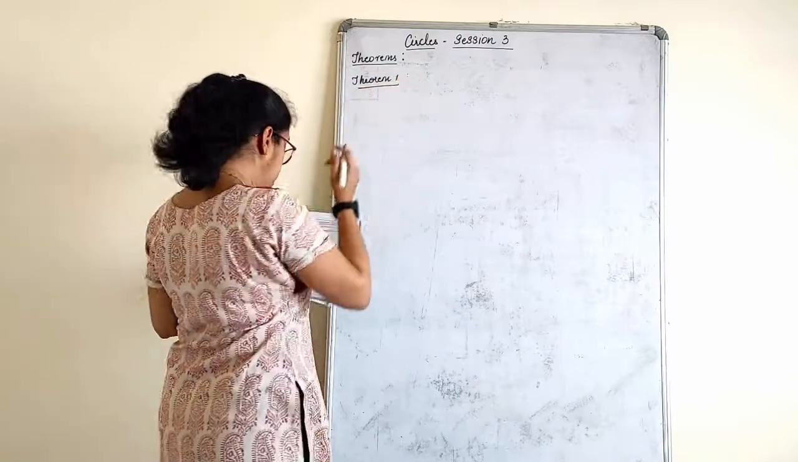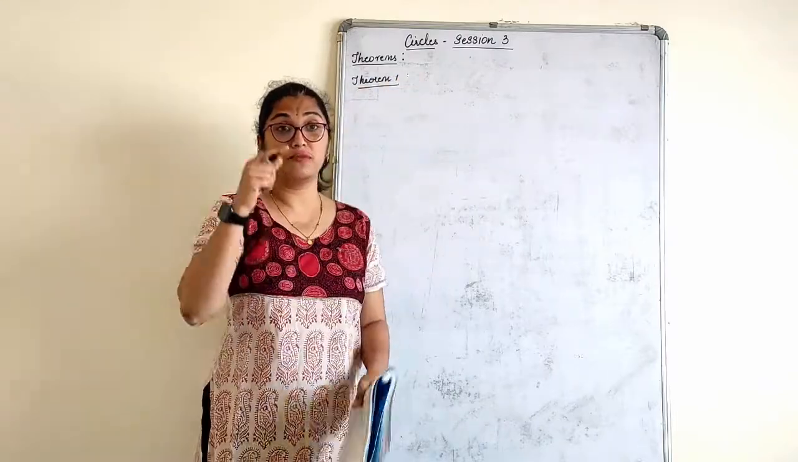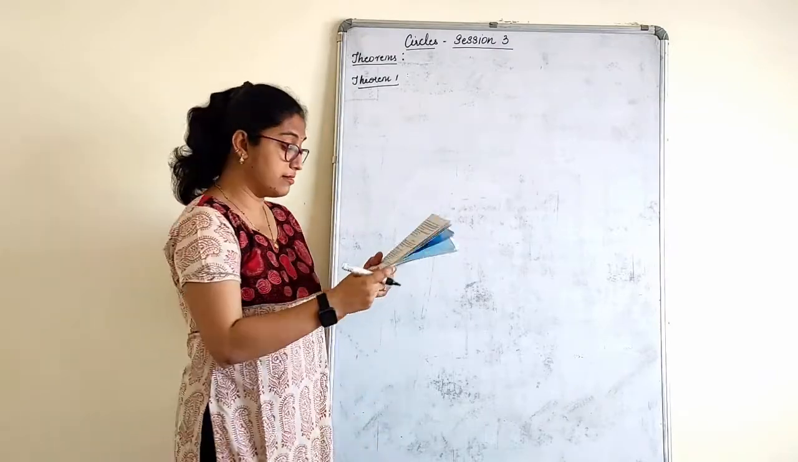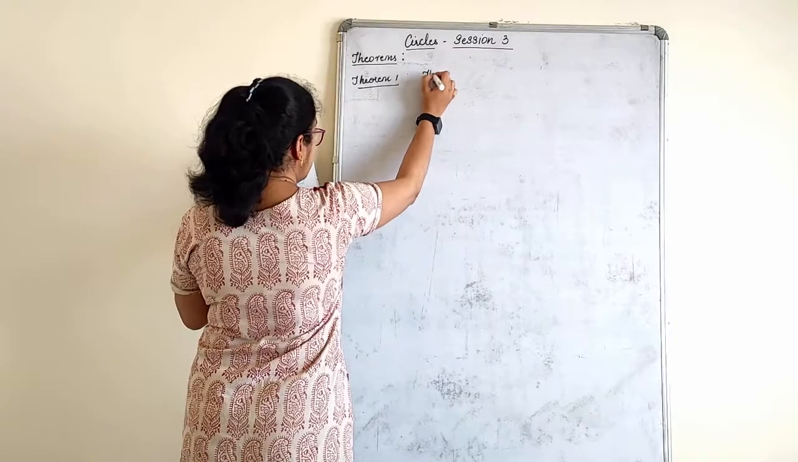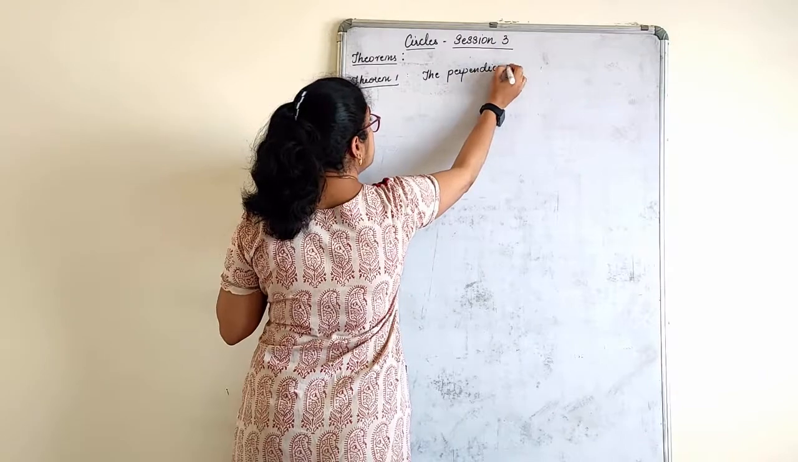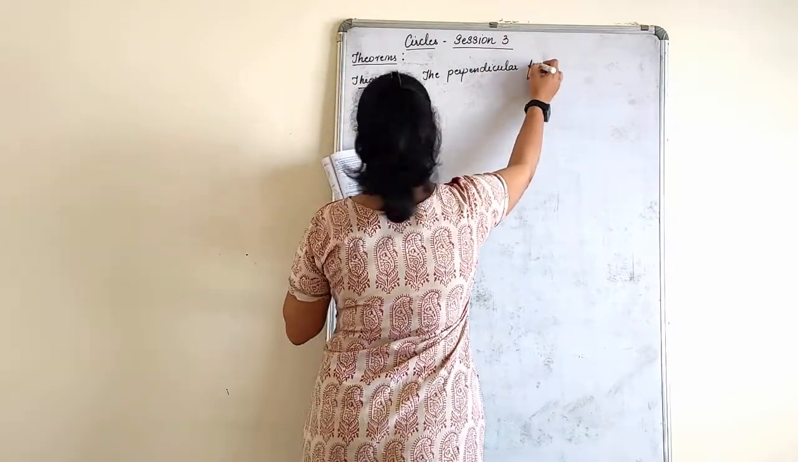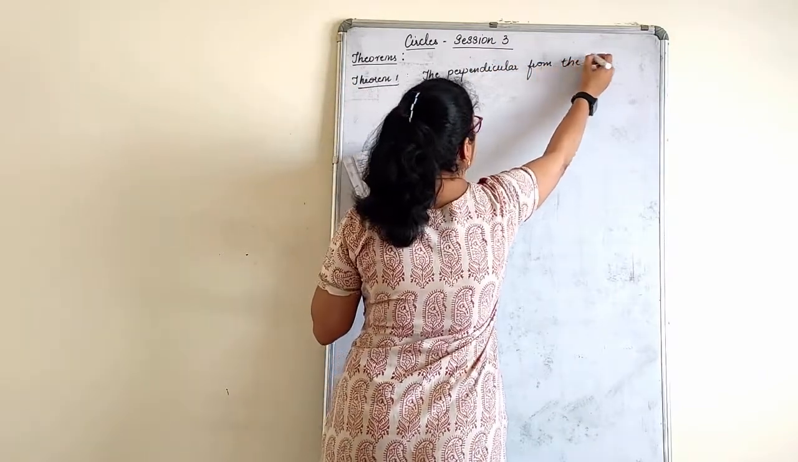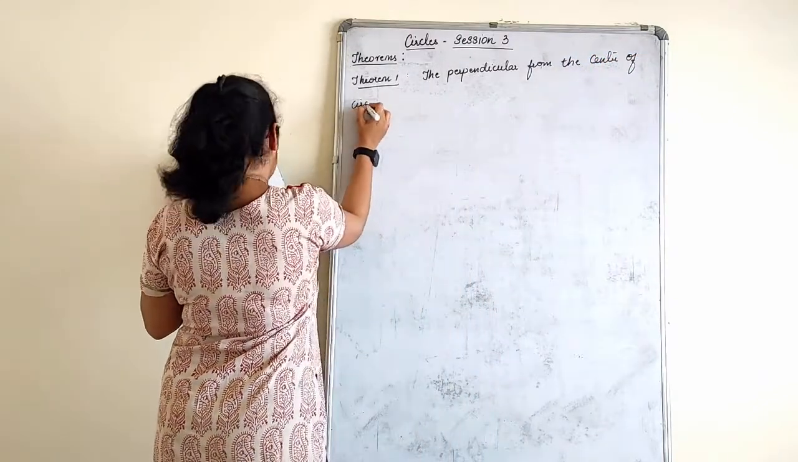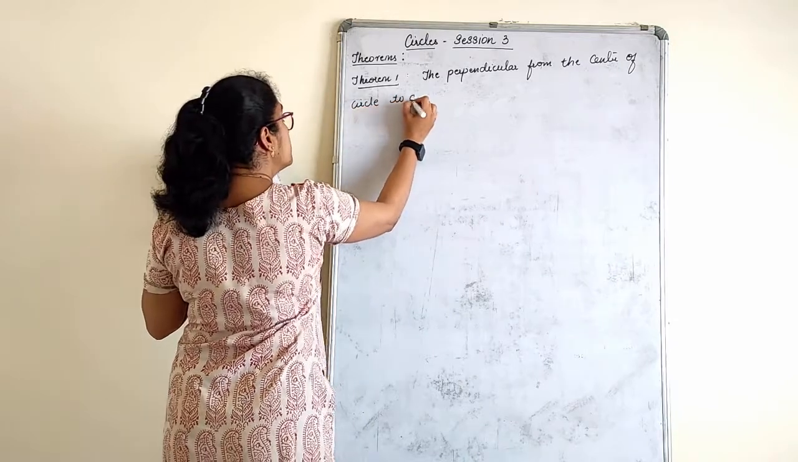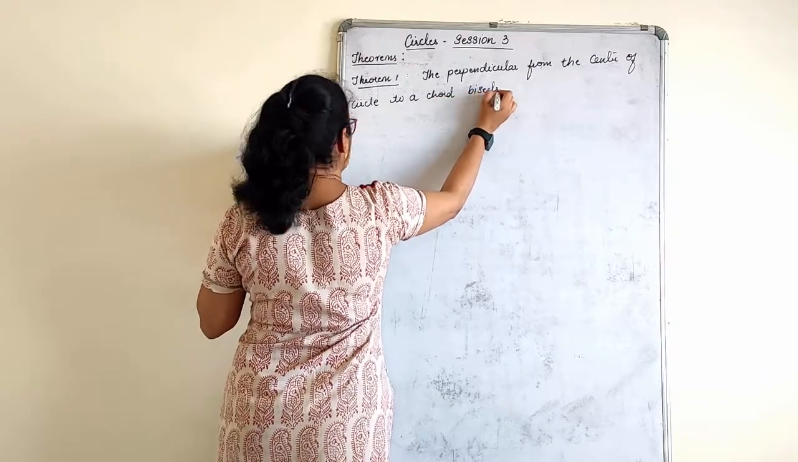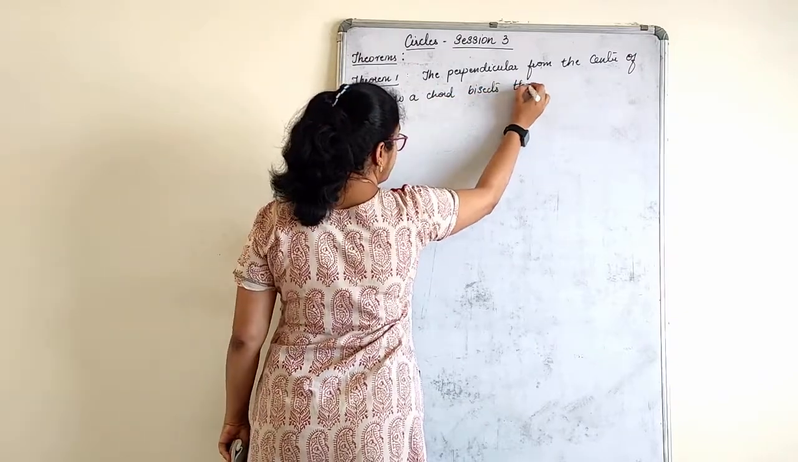The first theorem is the perpendicular which is drawn from the center to the circle bisects the chord, and we have already proved that in our previous classes. So that's the theorem. Theorem says that the perpendicular from the center of circle to a chord bisects the chord.